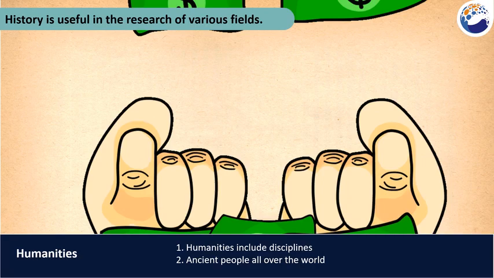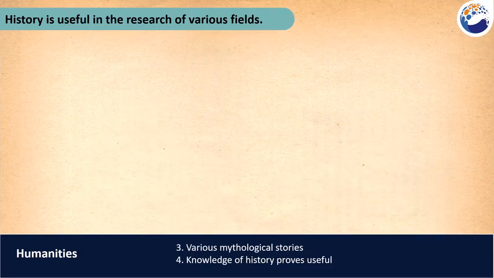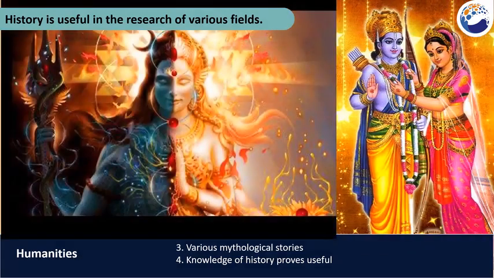2. Ancient people all over the world tried to speculate in order to understand the relationship between the universe and human existence. 3. It gave rise to various mythological stories about the origin of this world, the universal order, human life, gods and goddesses, rituals, and their philosophical explanation. Roots of philosophical ponderings are to be found in these mythological stories.